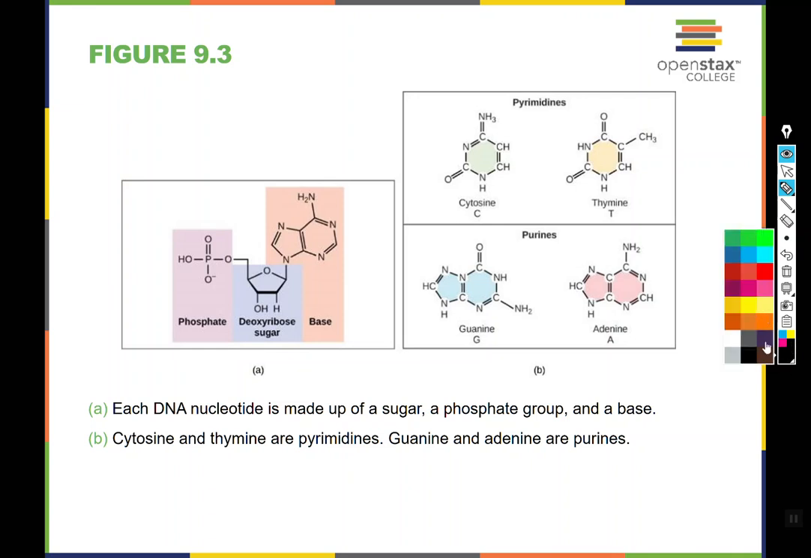Sorry, I'm just going ahead and picking some colors. Ooh, I have more colors now. I upgraded. So here we go.